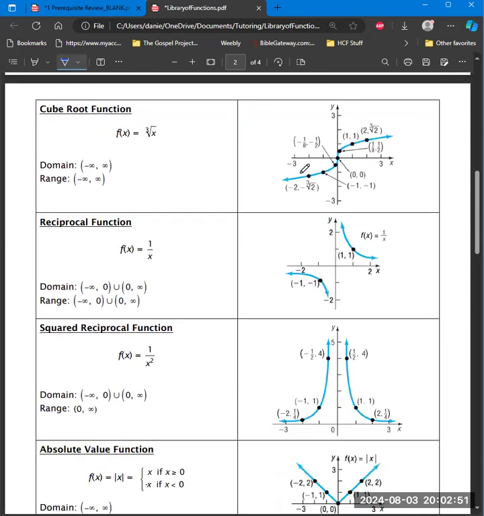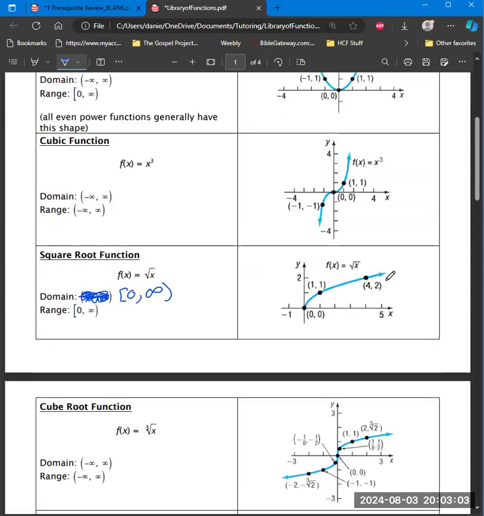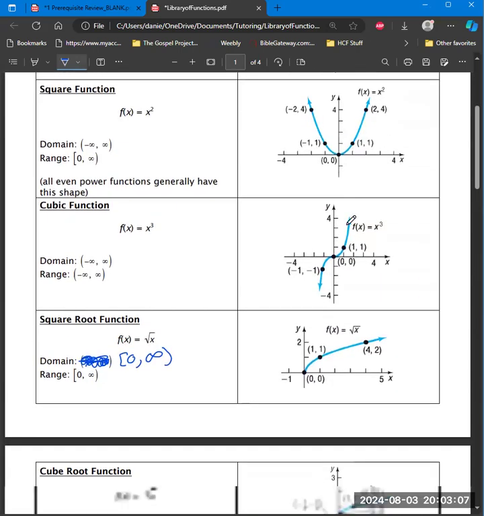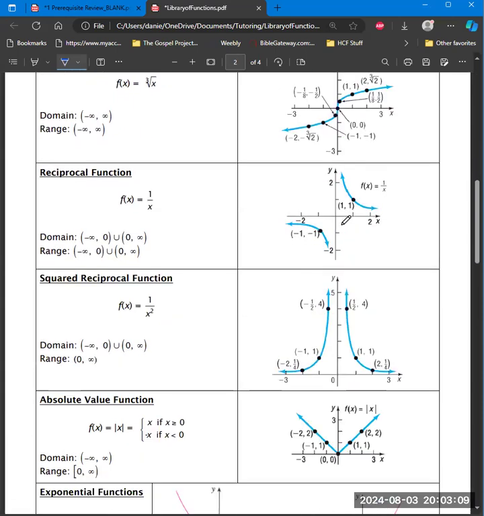The cube root function here is going to be another one. When we talk about inverse functions, this is the inverse of the cubing function. This is the inverse of the right half of the squaring function. We'll talk about that later.